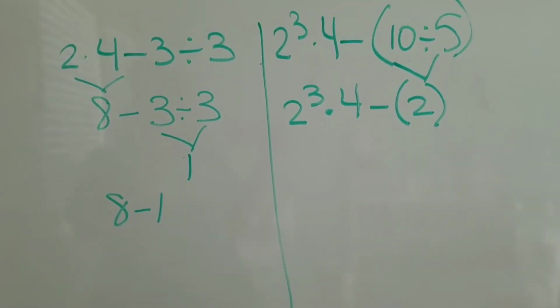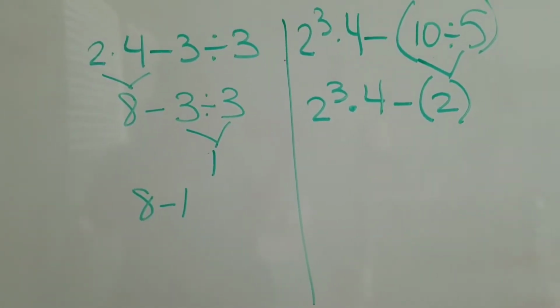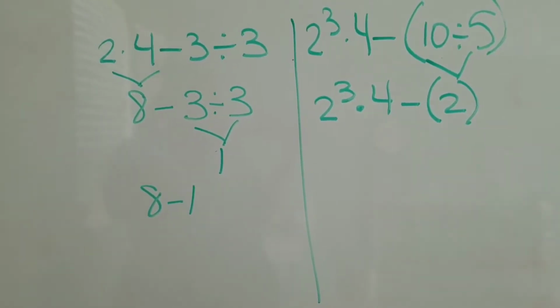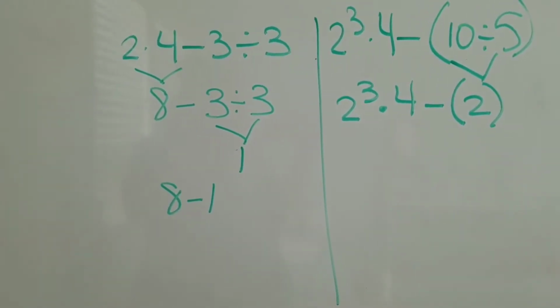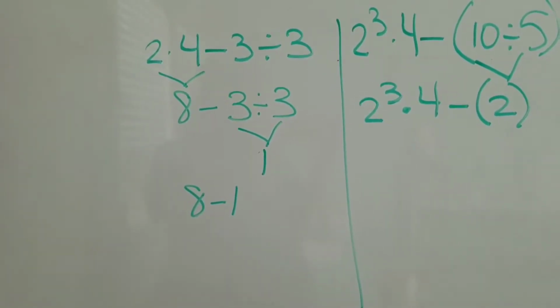Expanded notation. Not expanded notation. Exponential notation. And what would you do for that to show me that? 2 times 2 times 2. Excellent. And that answer is? That answer is 6. No. 8. Let's write that down.